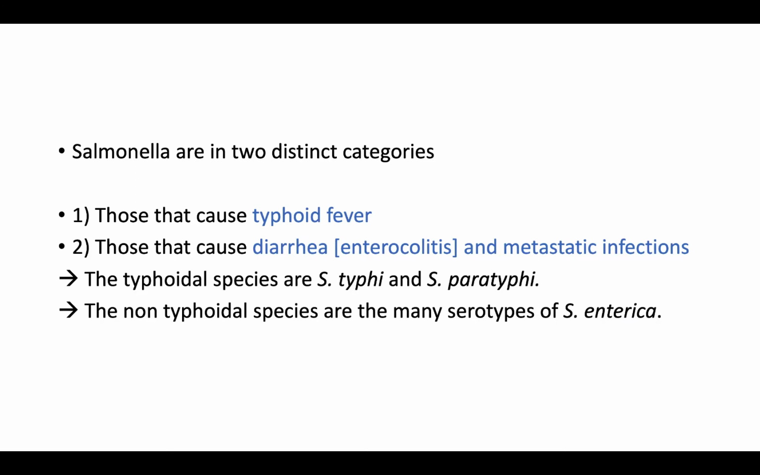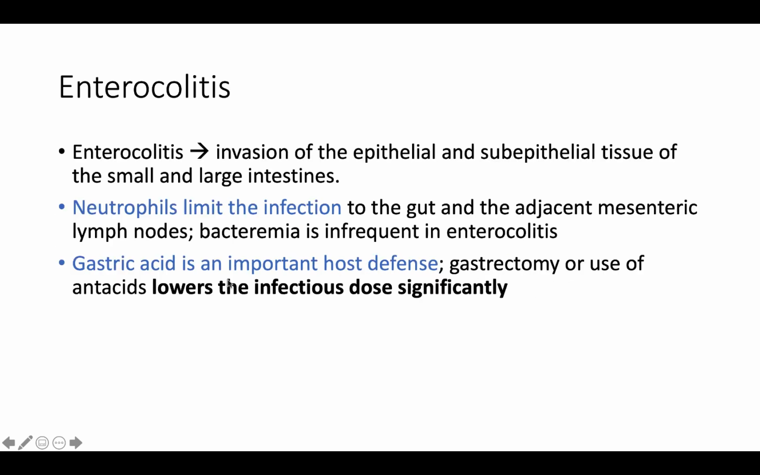Okay, so Salmonella are in two different categories: those that cause typhoid, بنسميهم هدول the typhoid causing species, and those that cause diarrhea, اللي هو enterocolitis and metastatic infection. So the typhoid species بنسميهم Salmonella typhi and paratyphi. These are two of the species that cause typhoid fever. The others that cause enterocolitis and metastatic infection عادة بنسميهم the serotypes of Salmonella enterica. So that's what you need to know: typhi, paratyphi, typhoid. Salmonella enterica causes non-typhoidal, and causes عادة enterocolitis. من الاسم: enterica, enterocolitis, typhi, typhoid.